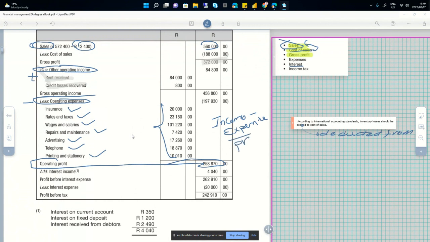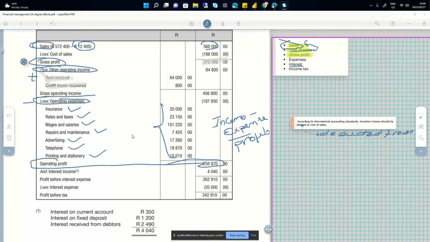It is profit. And that's what happened here, is that we look at our operating income, we added our operating income minus our operating expenses, and then we have our operating profit. Different from gross profit. These are two different things. The gross profit is not taking into account operating expenses and operating income.